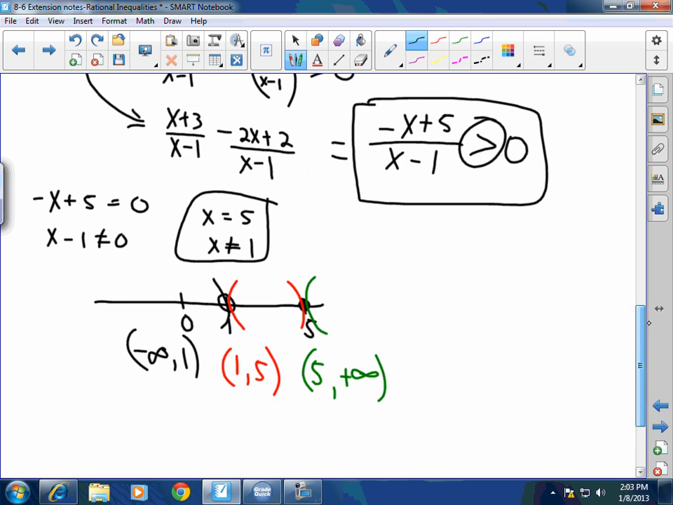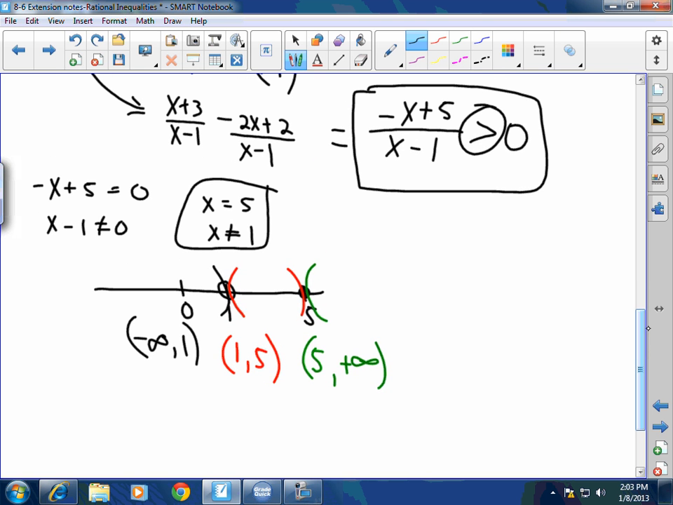So now let's test it. The first test point that they want to use is 0. So negative 0 plus 5 over 0 minus 1. That's going to be 5 over negative 1. That's a negative. That's negative 5. Am I looking for negative numbers or positive? So this is no.